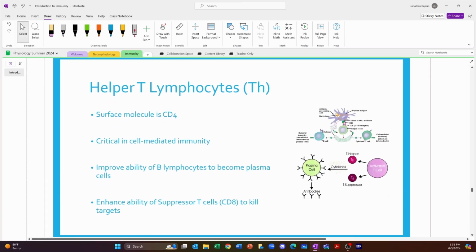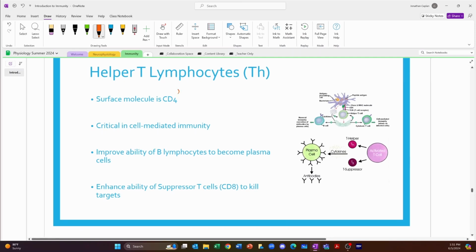Helper T cells have CD4 as the receptor. And again, it makes the B lymphocytes work better because the helper presents the antigen to the B lymphocyte. So the B lymphocyte, again, knows what pathogen is floating around and knows how to take care of it.